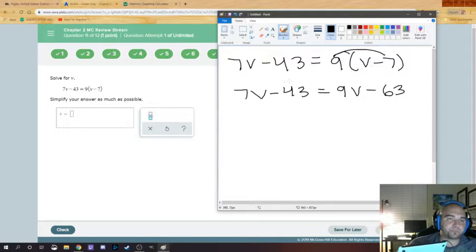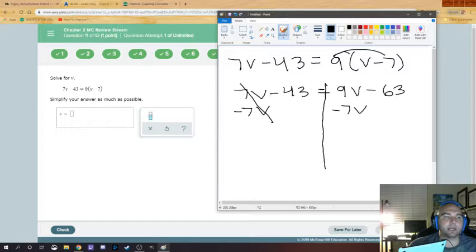Alright, so I got to get rid of the v's off one of the sides. So I would remove 7v, the lesser of the two v's. I'll put a little bar down the middle to keep track. This is a negative 43. Be very careful to keep the sign like I am here. And this is 2v minus 63.